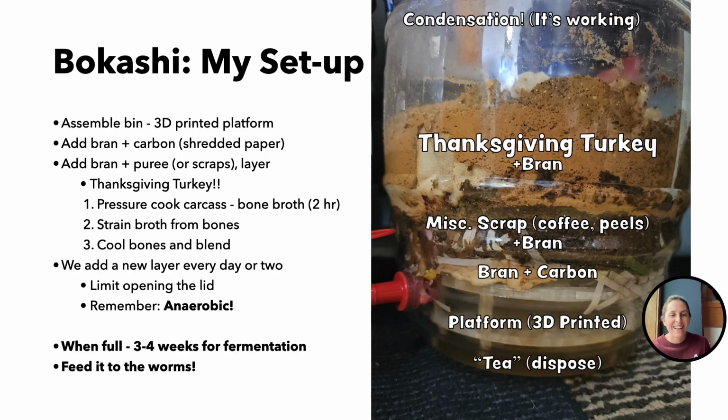So hopefully by now you might have noticed something special. And I think one of the coolest abilities of bokashi is to process animal products. And so at the very top layer, we have our Thanksgiving turkey bones. For this, I ended up making a turkey bone broth in our Instapot using the turkey carcass. I strained the carcass from the broth to get the bones. I cooled the bones down, and then I blended them with the bokashi bran.